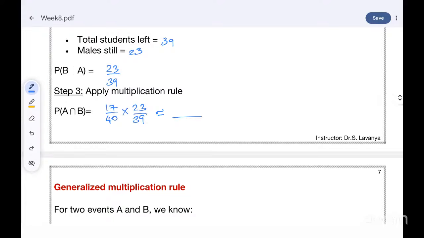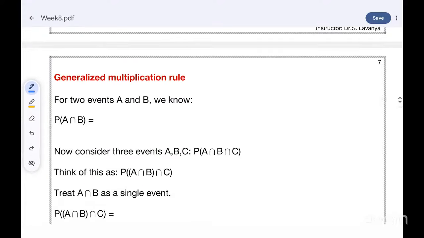All right. So now you see that if we have two events, we know the multiplication rule. The multiplication rule says P of A into P of B given A. So this is the multiplication rule for two events. Suppose we have three events, then what is the generalized multiplication rule? First we will see for three events and then we can generalize it for n events.